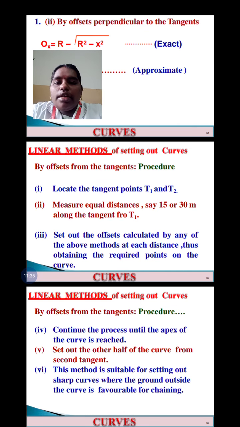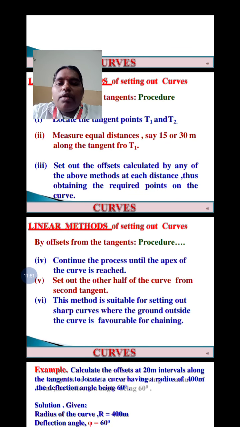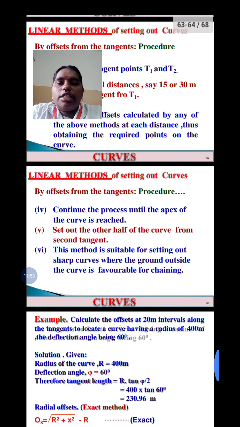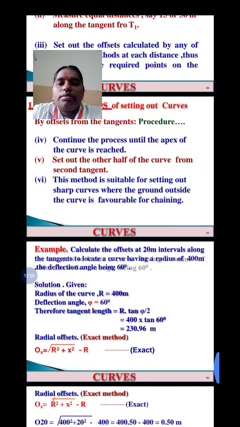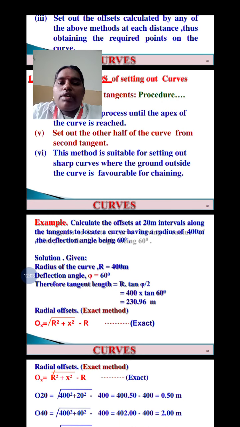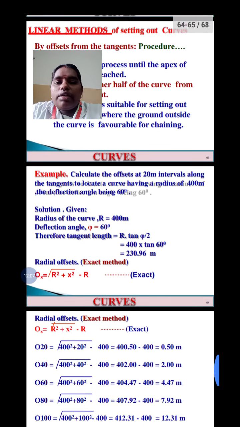Next, the linear method. In this linear method of setting out of curve, the procedure for offset from the tangents: first fix the tangent points T1 and T2, and then measure equal distances, say 15 or 30 meter. Then set out the offset distance, based on the tangent length. Continue the process until the apex of the curve is reached. This method is suitable for setting out sharp curves where the ground outside the curve is favorable for chaining.